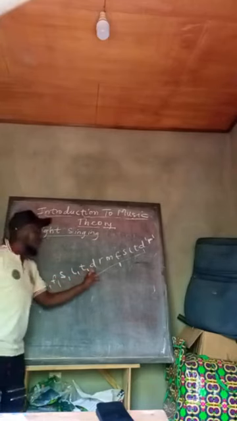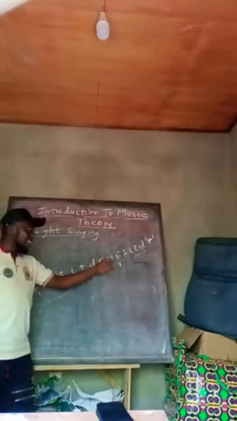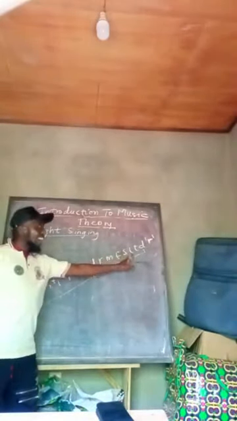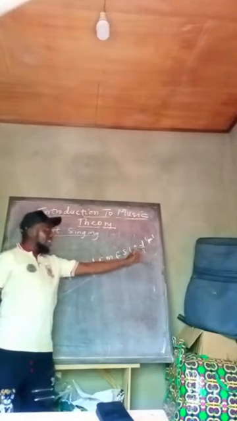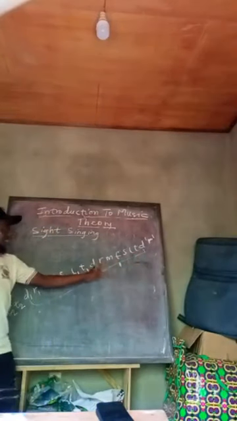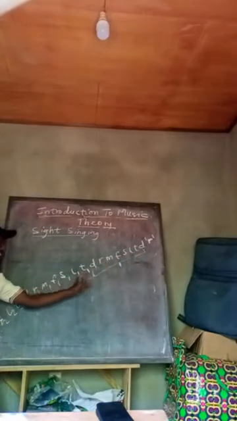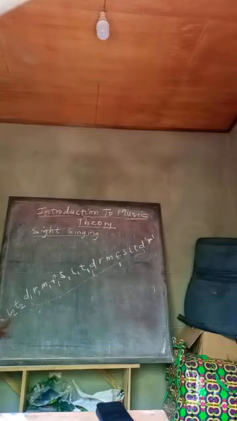Now take from this do and go up. Do, re, mi, fa, sol, la, ti, do. Calm down. Do, ti, la, so, fa, mi, re, do, ti, la, so, fa, mi, re, do, ti, la, so.